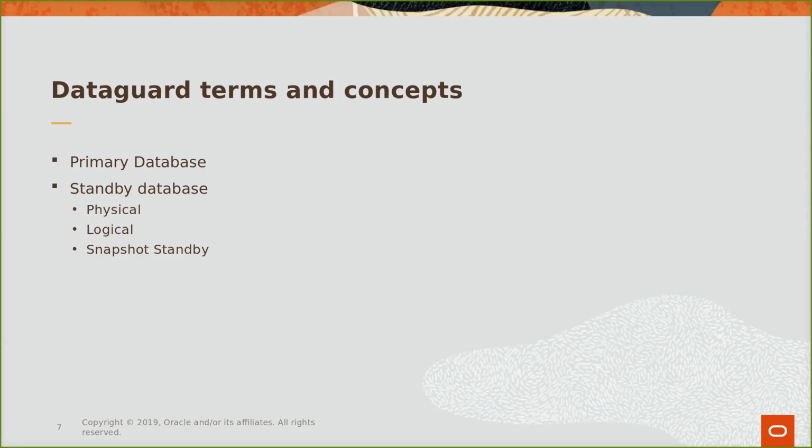A snapshot standby is a physical standby where you stop redo apply for a short period of time. You open up the physical standby in read-write mode to allow for potentially pre-production testing, and then you convert it back to a physical standby.